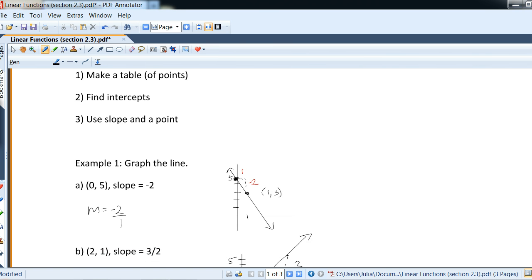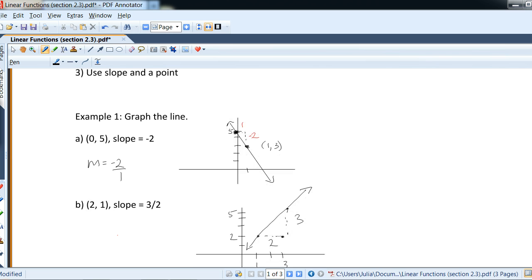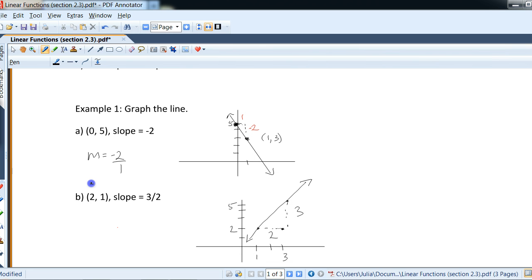Now let's take a look at another example. Here we have a point 2, 1, and the slope is 3 over 2. So here it's already a fraction. We start with the point 2, 1. Here's our first point. And again, we can go to the right 2 units, which lands us at x equals 3. And then we can go up 3 units, which lands us at the point 3, 5. And so here we have a rising line because the slope is positive.